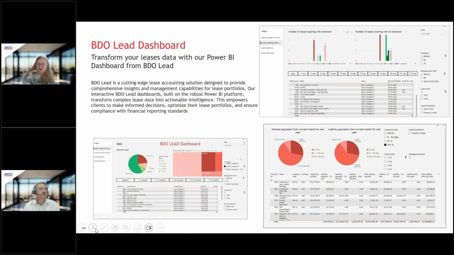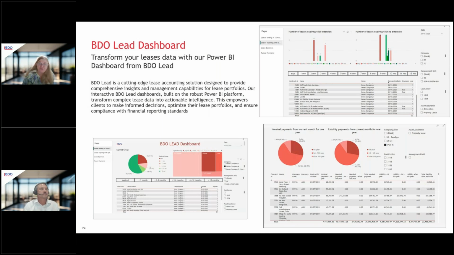Now, this dashboard is in Power BI, and it sits on top of BDO Lead, whether you use software as a service, or it sits on top if you outsource the lease accounting to us. Now, this is revolutionary because if you've outsourced your lease accounting to us, you only got an Excel workbook with all your leases once a month. And that's when you had access to your lease information. With this dashboard, even people who have outsourced their lease accounting to us can have a read-only dashboard, where they can access their lease information on a continuous basis.